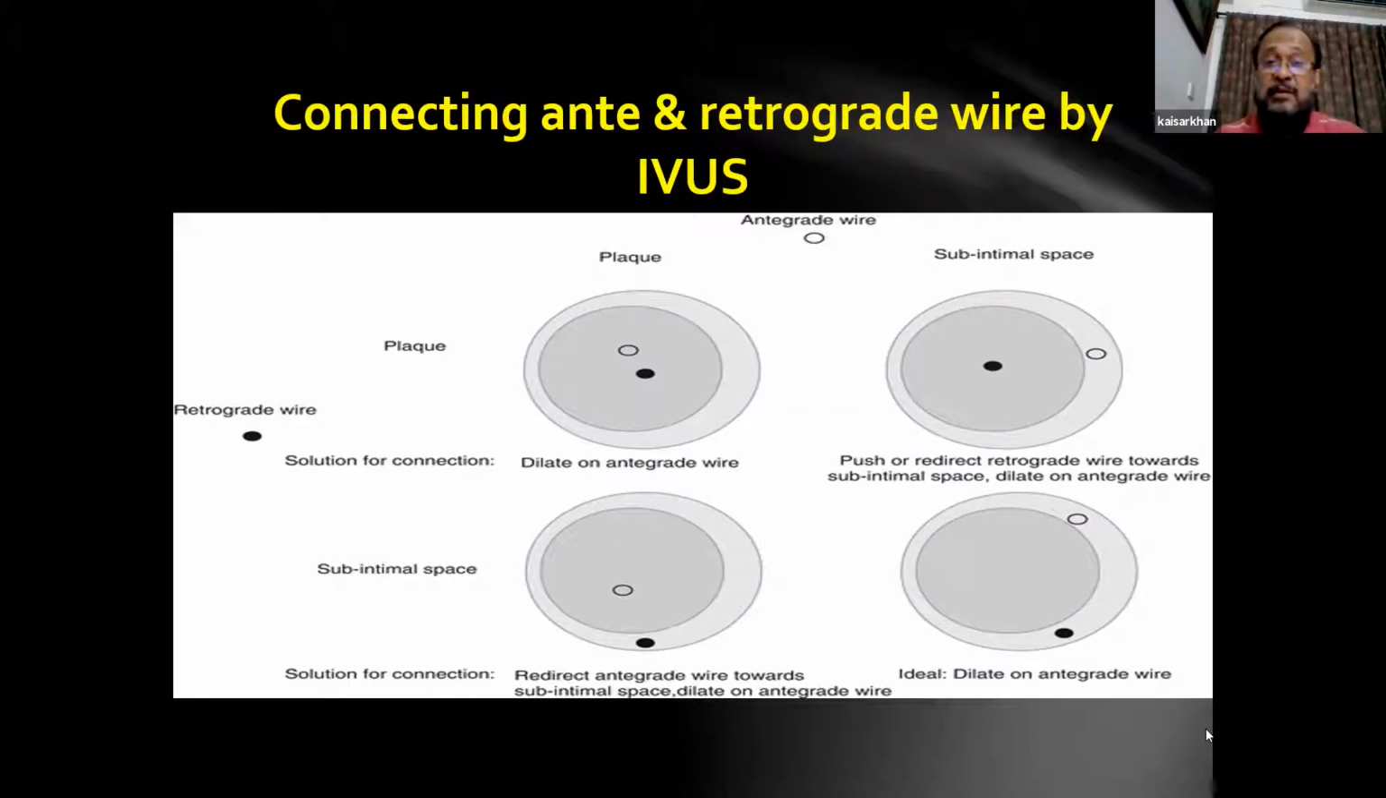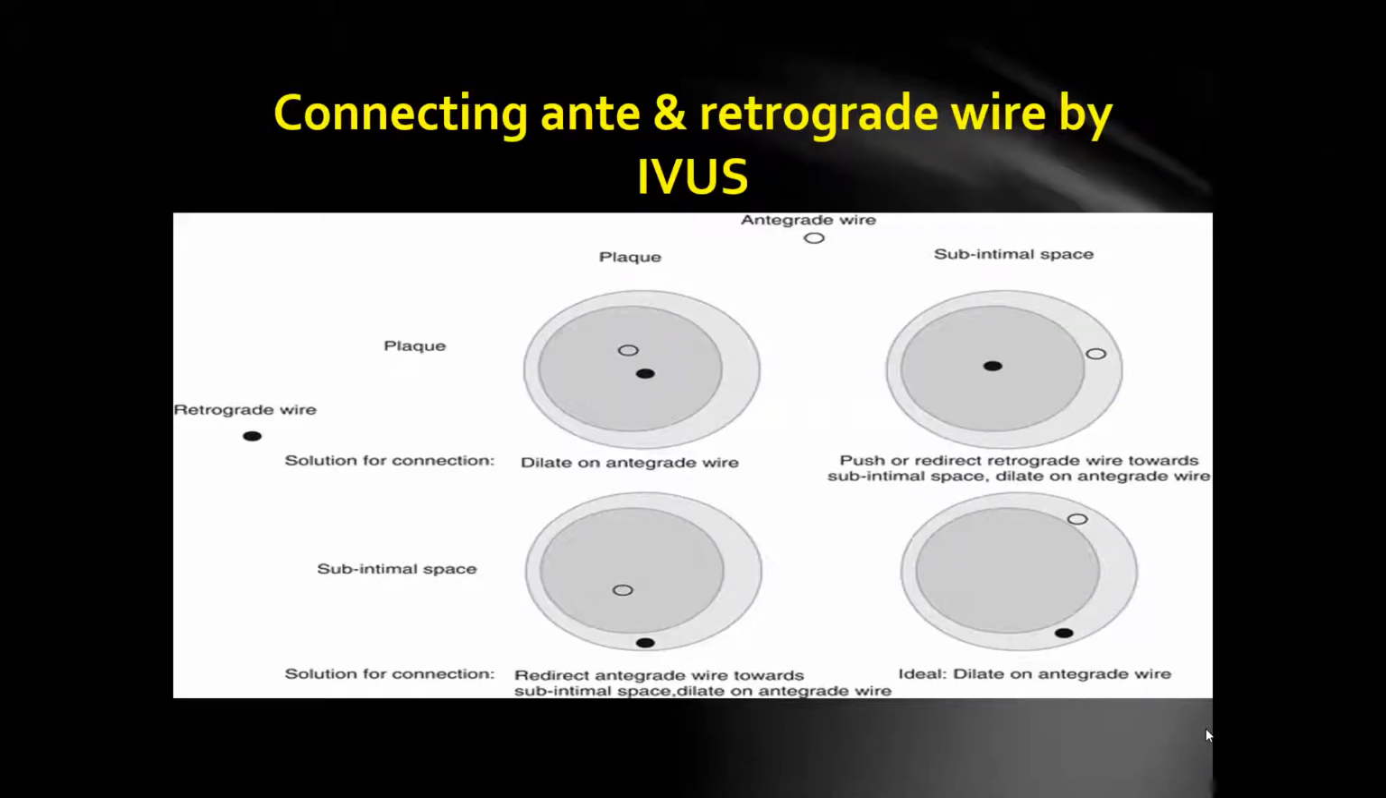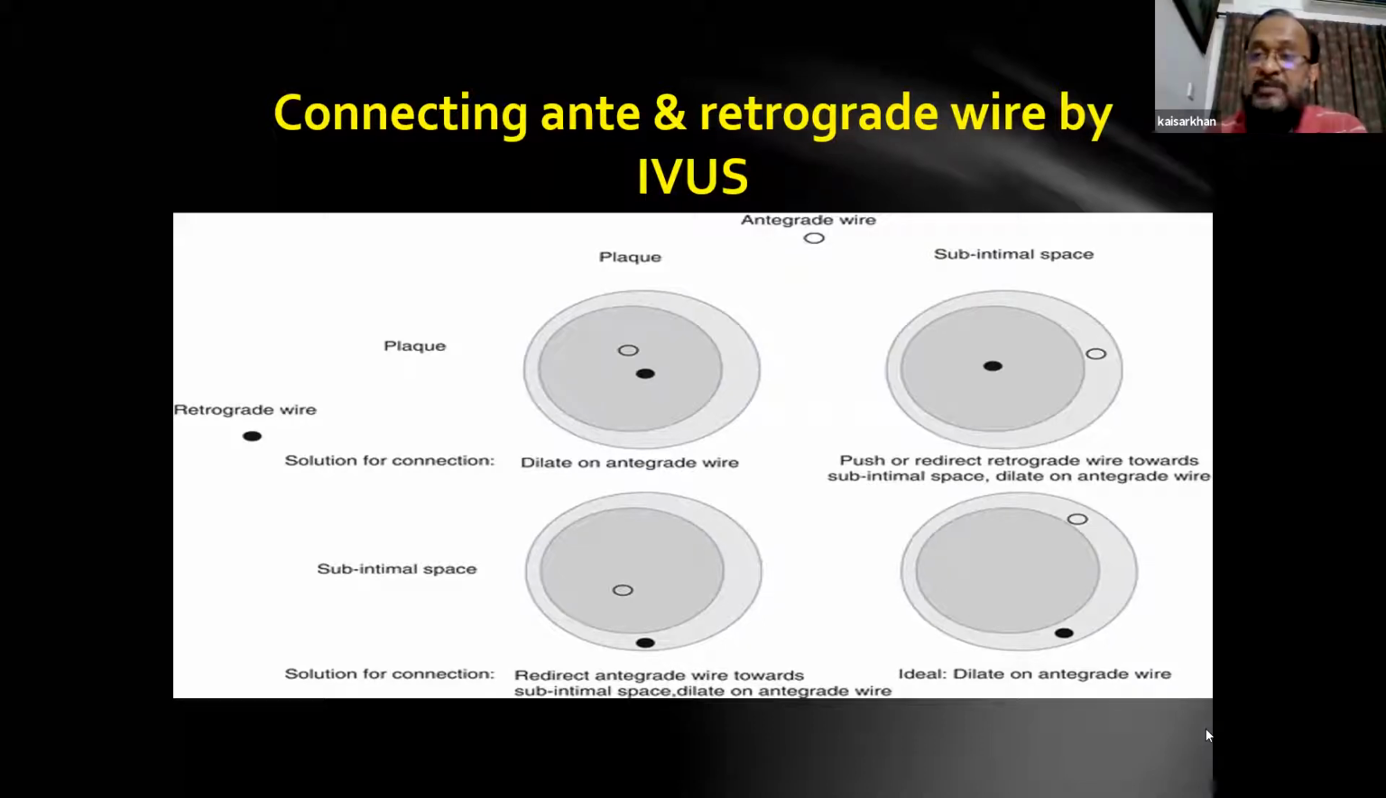Sometimes if the antegrade wire is in the true lumen, but retrograde is in the false lumen, if you use a bigger balloon, you can connect both wires. But if the retrograde wire is in the true lumen and antegrade wire is in the subintimal space, it is very difficult to connect. At that time, if you find this through IVUS, you have to pull out the retrograde wire and redirect it into subintimal space, and then use a bigger balloon to connect these 2 wires.